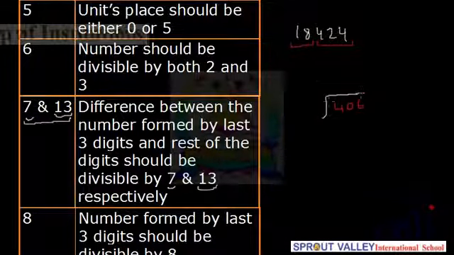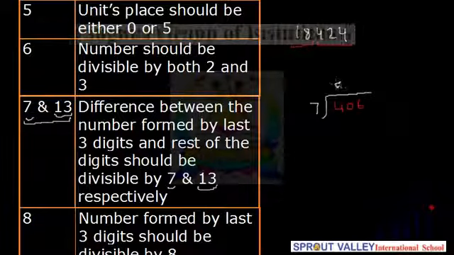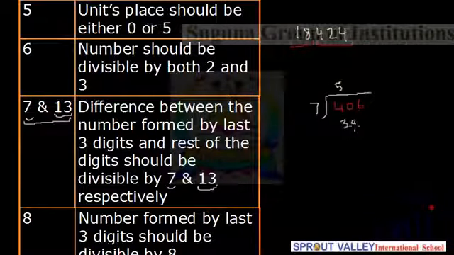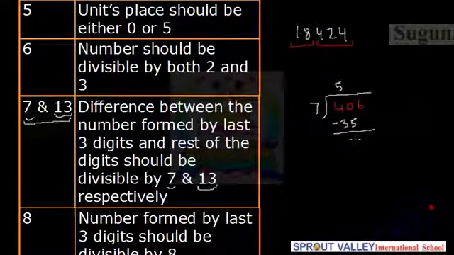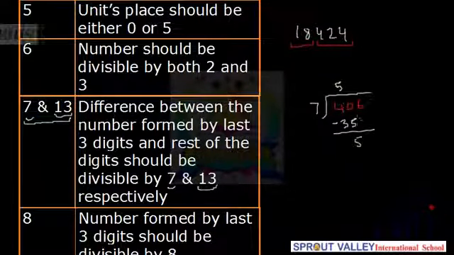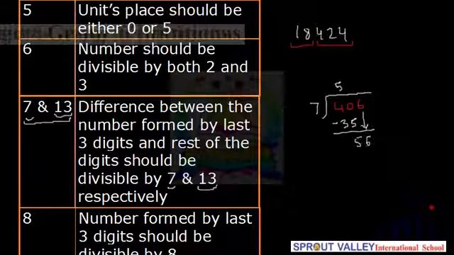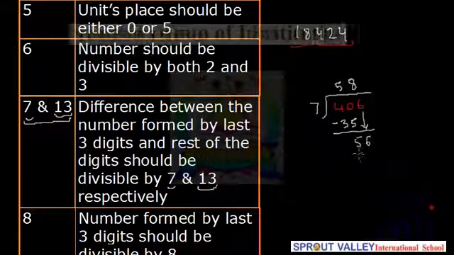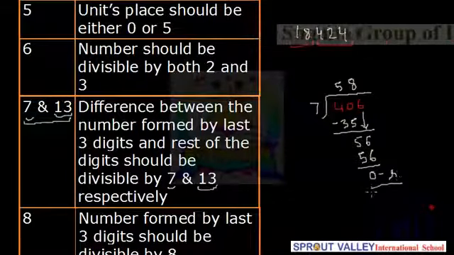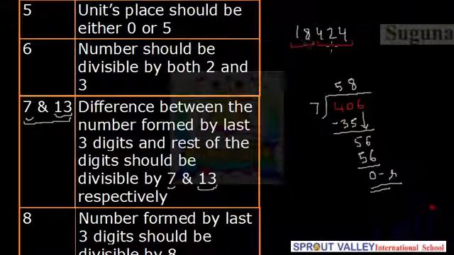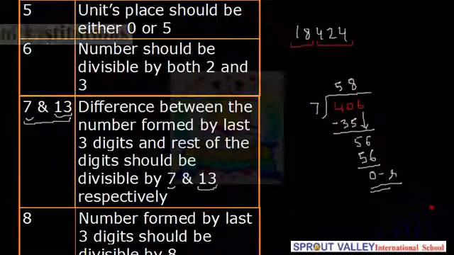So let's try and divide this 406 by 7. 7 5s are 35, 40 minus 35 gives us 5. And if I note down this 6, 7 8s are 56, giving remainder as 0. So this suggests that 18,424 will also be divisible by 7. So let's find it out.